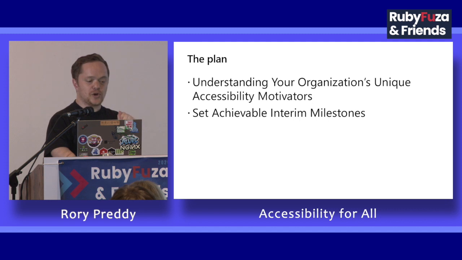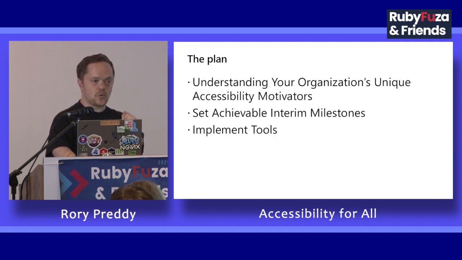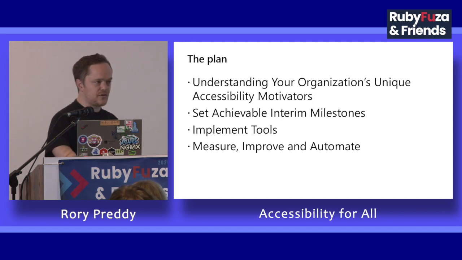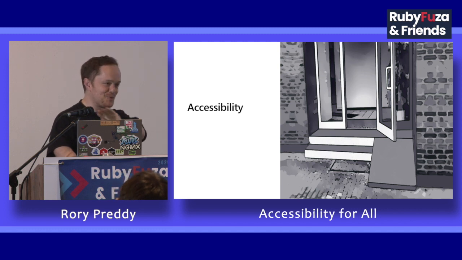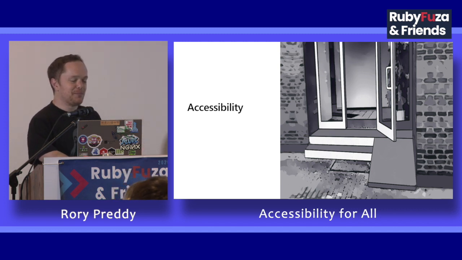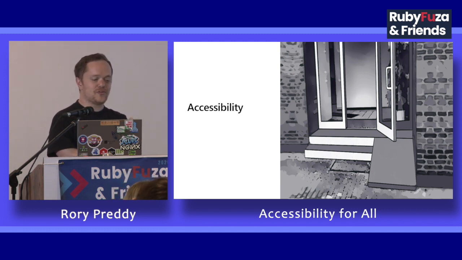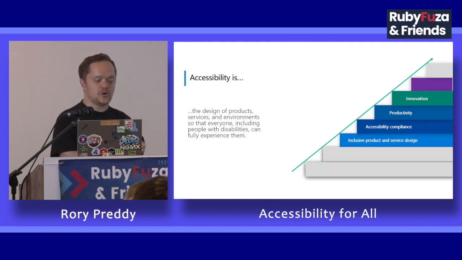And then finally, we're going to measure, improve, and automate the agile way. So first, let's start with the definition of accessibility. So this is not accessible. That's the opposite of accessibility. But accessibility is the design of products, services, environments so that everyone, including people with disability, can fully experience them.